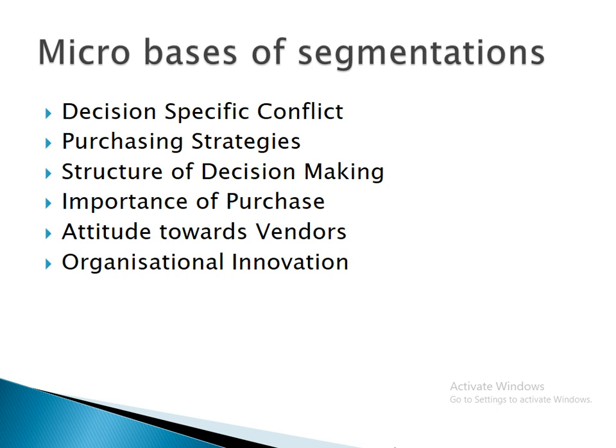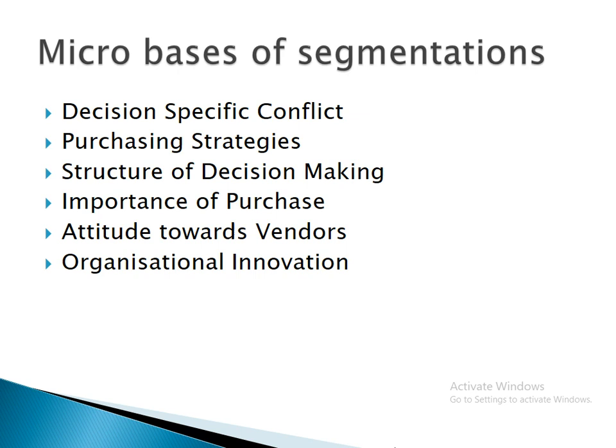Selected micro bases of segmentation are used to further segment the entire market. Some of the important variables displayed on the screen are decision-specific conflict or purchasing strategies, structure of decision making, importance of purchase, attitude towards vendors, then organizational innovations, and maybe some other criteria like quantity, delivery, reputation, and so on. The major and minor bases make the segmentation effective.